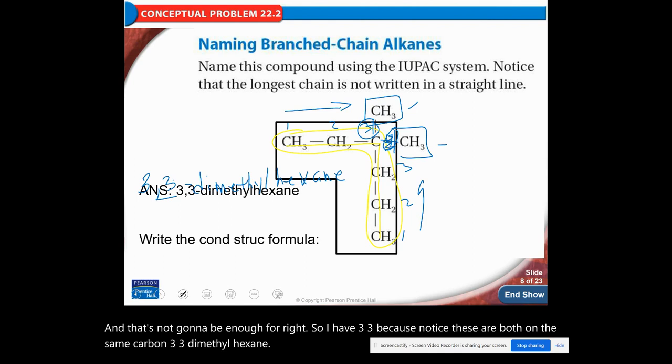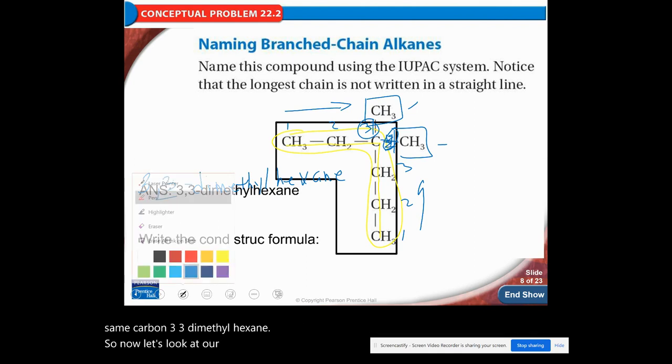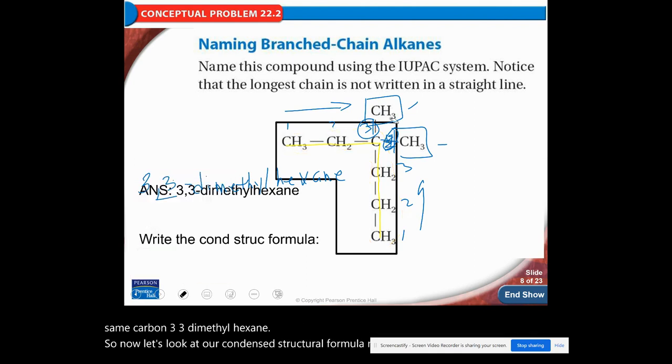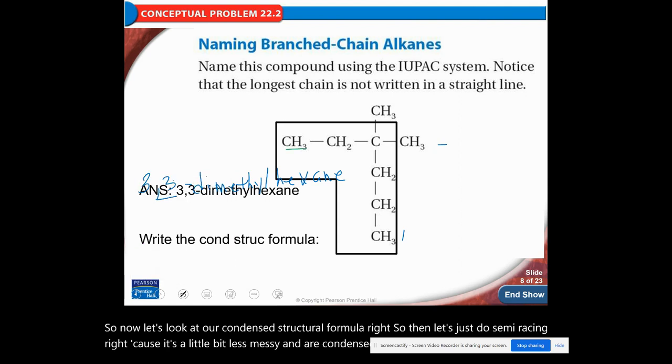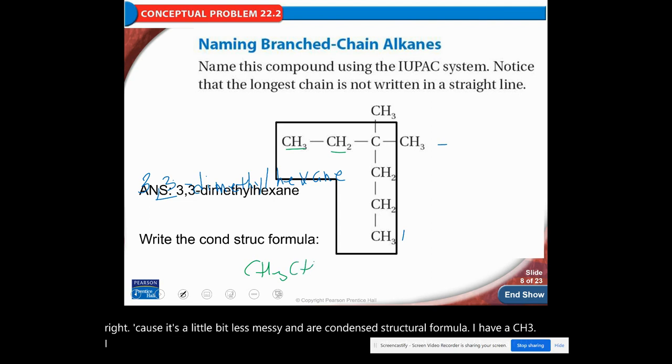So now let's look at our condensed structural formula. Let's just do some erasing, because then it's a little bit less messy. In our condensed structural formula, I have a CH3. I have a CH2. Now I have a C.